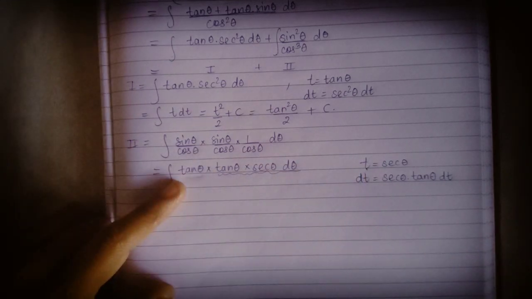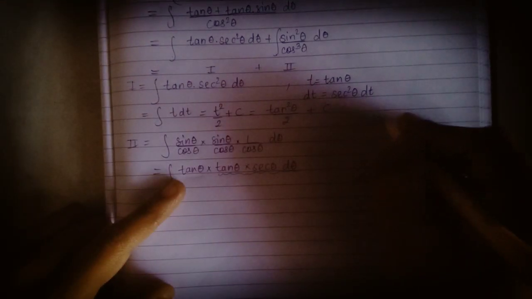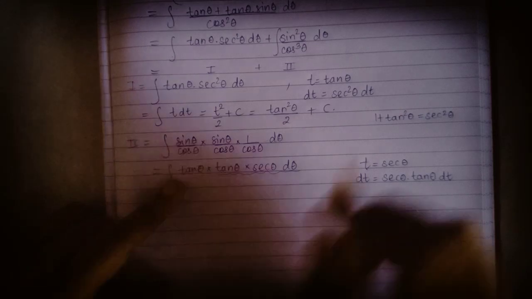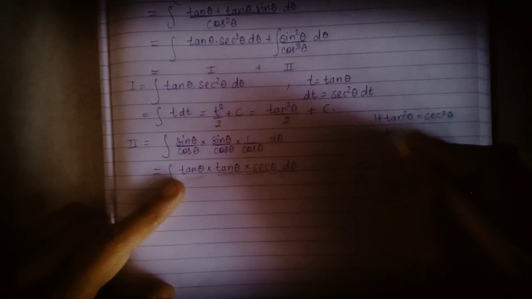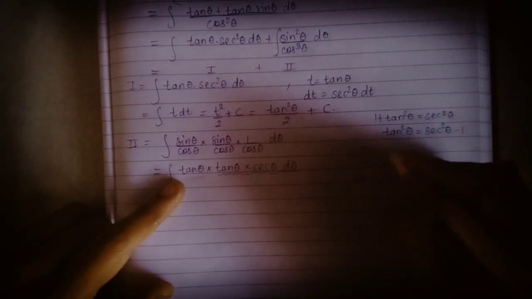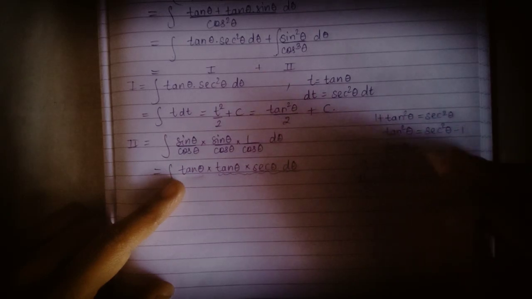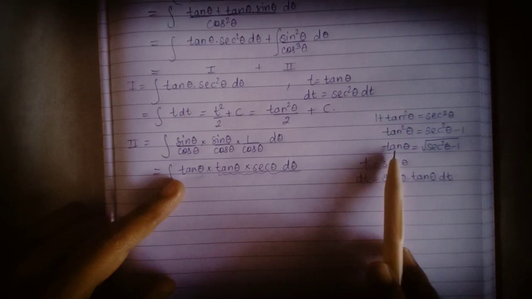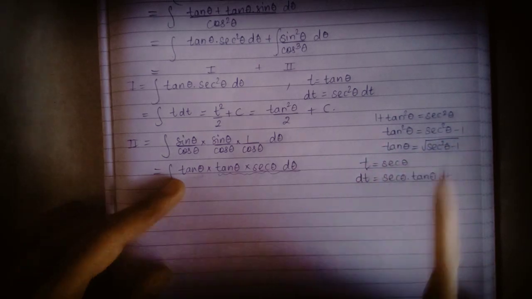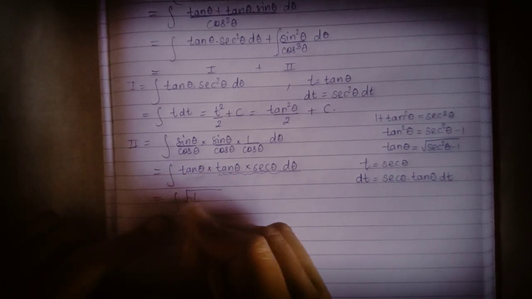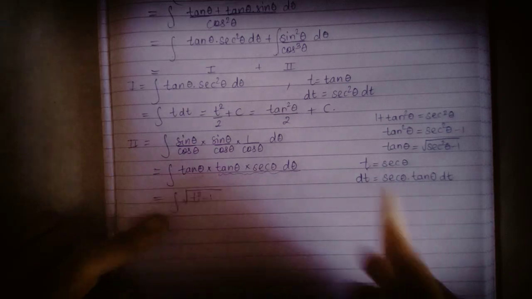So our sec theta is t. We know that 1 plus tan square theta is sec square theta, correct? So tan square theta will be sec square theta minus 1. So tan theta is the root of sec square theta minus 1. So when we substitute sec theta as t, tan theta will be the root of t square minus 1. So I'll write here tan theta as the root of t square minus 1, and this term is our dt.